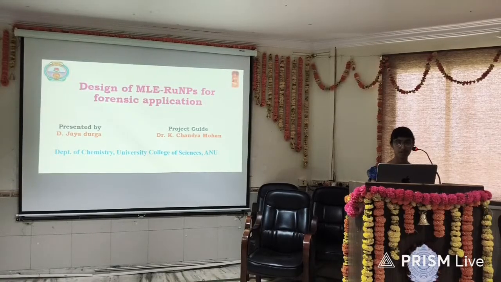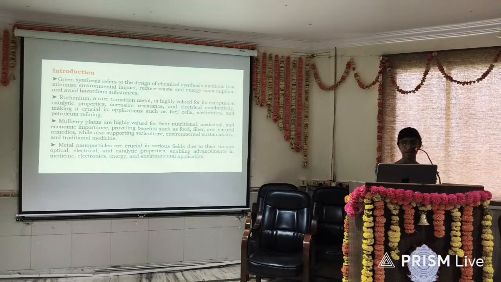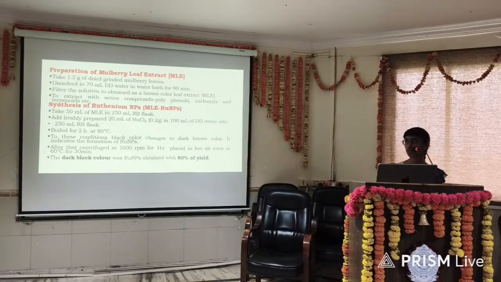Green synthesis refers to the design of chemical synthesis methods that minimize environmental impact, reduce waste and energy consumption, and avoid hazardous substances. Ruthenium is a rare heavy metal, highly valued for its catalytic properties. Mulberry plants are highly valued for their nutritional, medicinal, and economic importance. Schematic representation of the synthesis of mulberry leaf extract ruthenium nanoparticles.